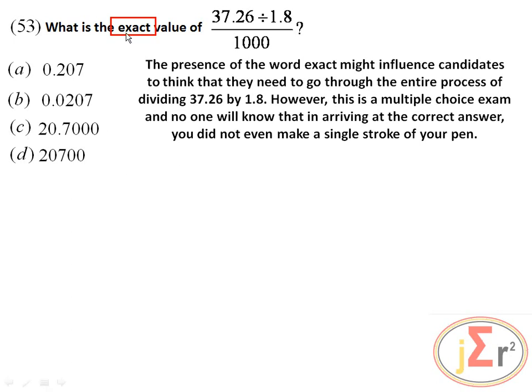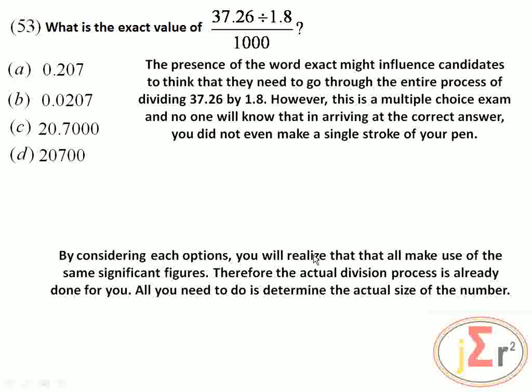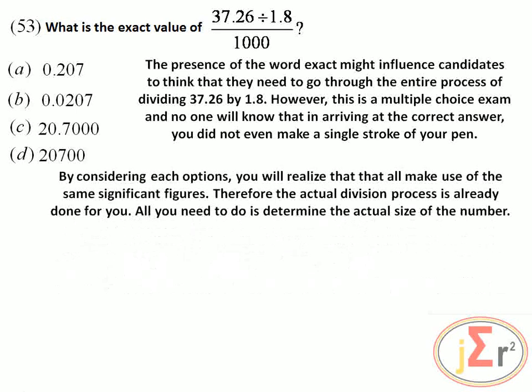Therefore, the word says exact, but it does not mean that you need to go and solve the problem exactly in order to arrive at the correct answer. The correct answer is over here already. What more do we want? By considering each option, you will realize that all make use of the same significant figures. Therefore, the actual division process is already done for you. All you need to do is determine the actual size of the number.